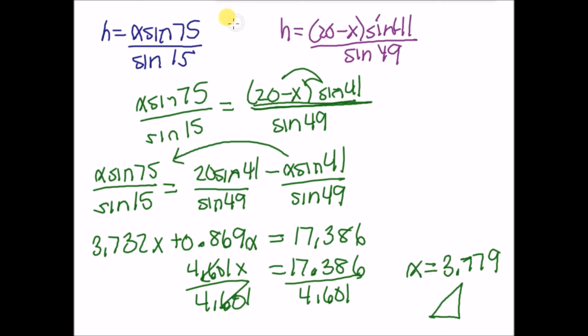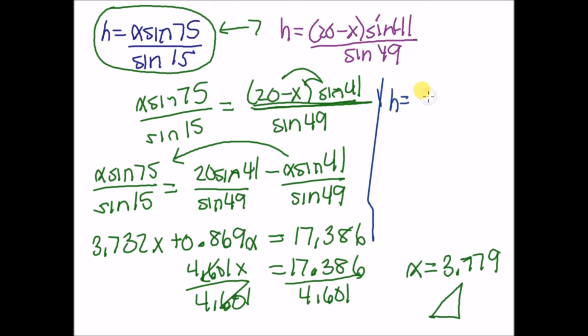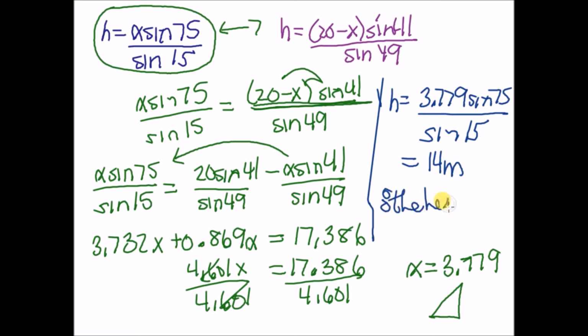So we can take that x and sub it into either one of these top equations. I'm going to choose equation 1 because it doesn't have that bracket in it, and we can solve for the height of our rocket. Let's go. H equals 3.779 sine 75 over sine 15. So 3.779 sine 75 divided by sine 15, I get 14.1. So let's just say the height is 14, I believe it's meters. Therefore, the height of the rocket is 14 meters.